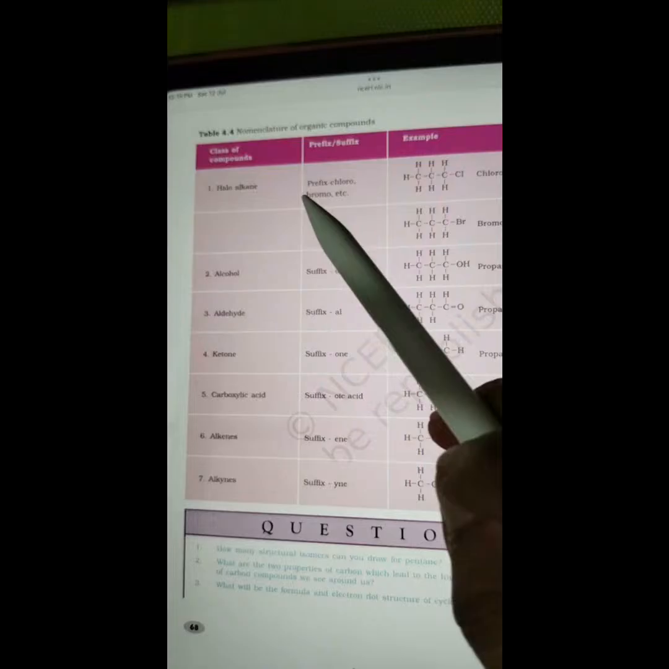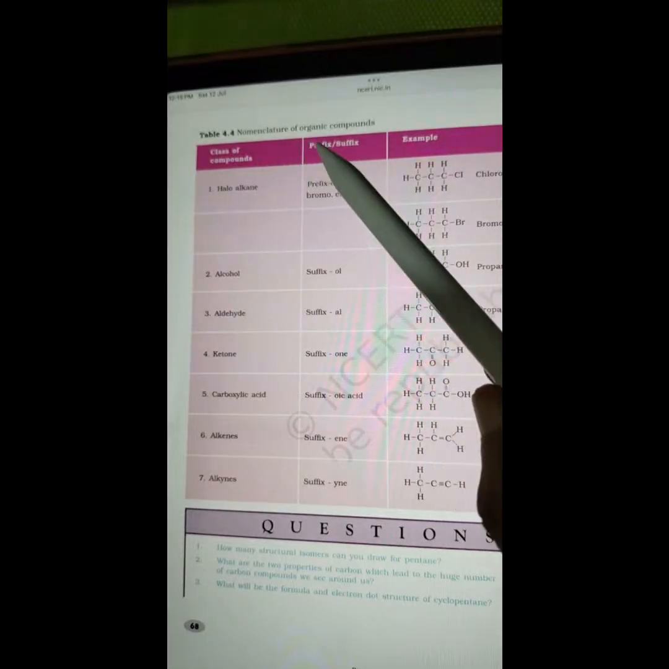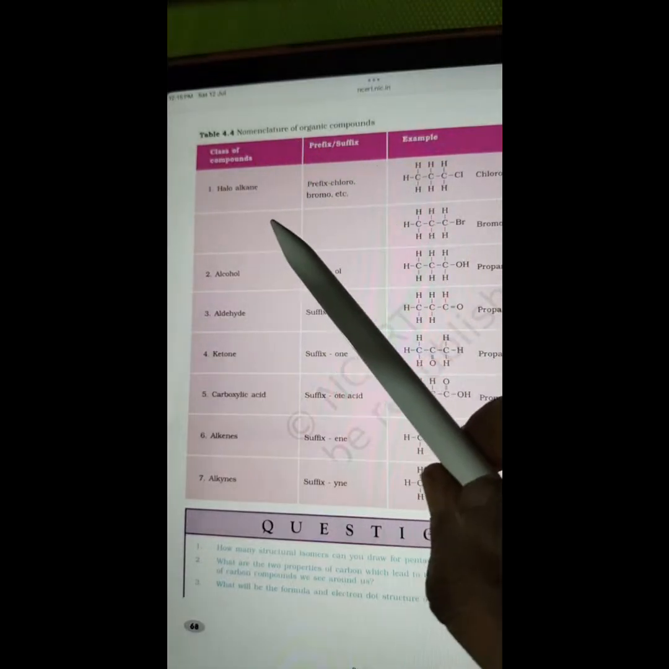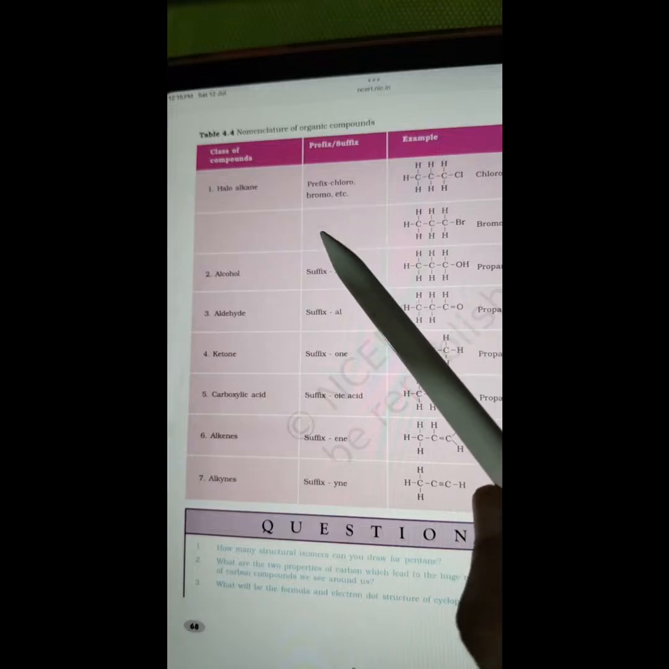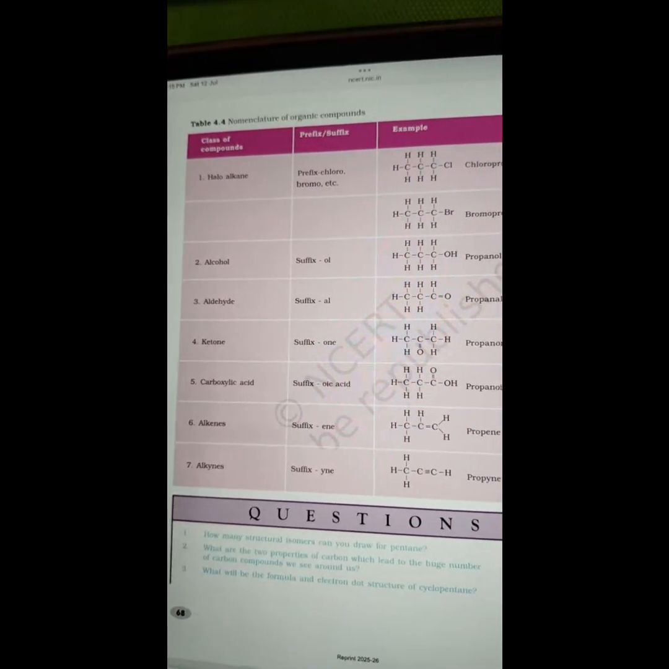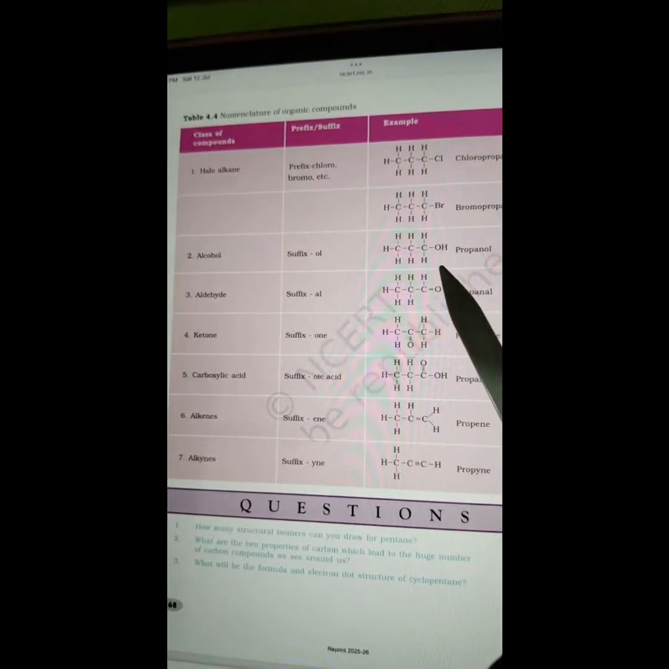So for haloalkanes, this table is giving you the nomenclature of the organic compounds. For the haloalkanes, the prefix is chloro or bromo. So here you can see that it is ending in chlorine, so the name is written as chloropropane. For alcohol, the suffix is ol. So here OH has been shown because there are 3 carbons, so the name has become propanol.